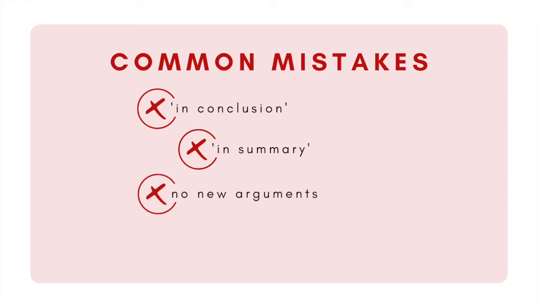Do not include any new arguments in your conclusion unless you are acknowledging any opposing views where you can still prove yourself right. Many students also may change the tone of their paper when concluding. Don't get too emotional or informal towards the end. It could undermine your entire paper.